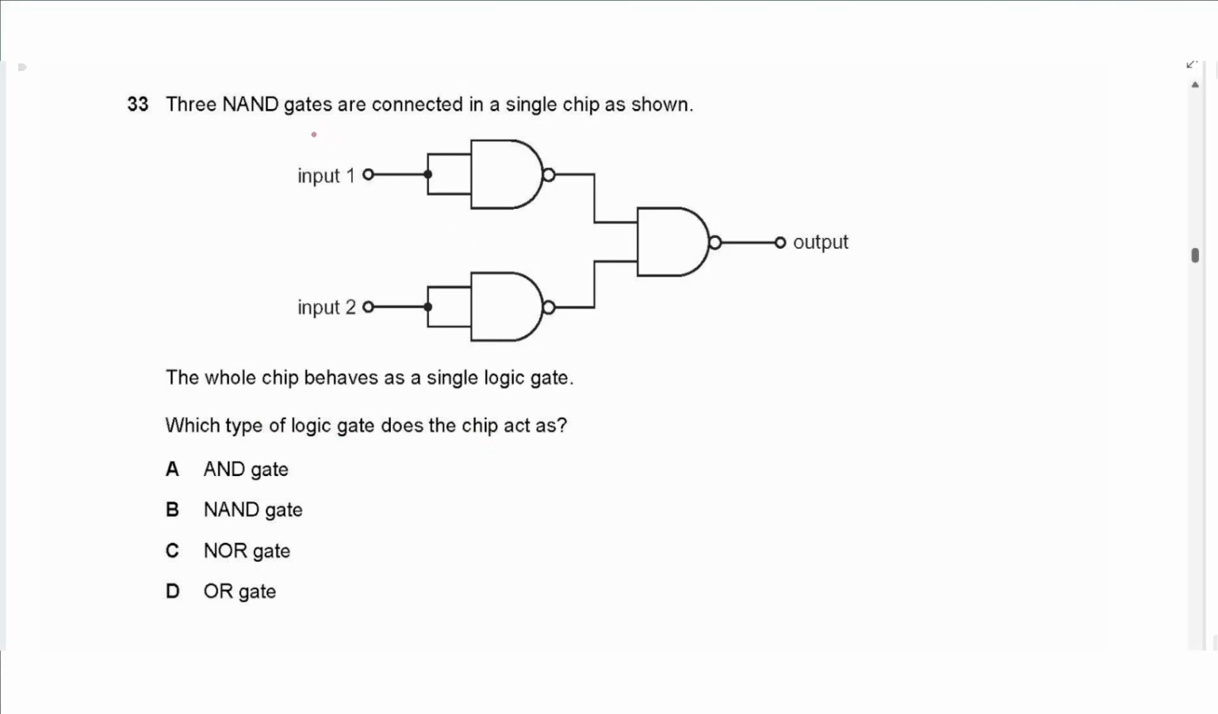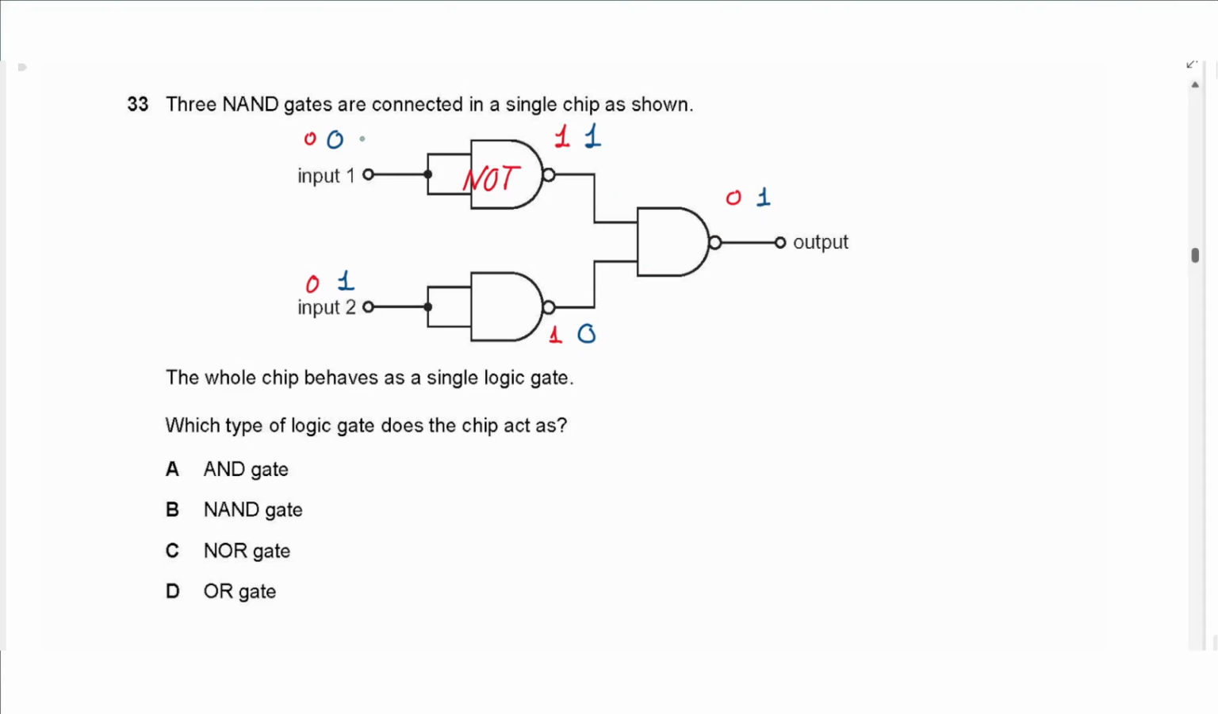So if both inputs are 0, this is typically a NOT gate. So it reverses the input, giving us 1 and 1 here. 1 and 1 to a NAND gate gives 0. Now if the inputs are 0 and 1, so we have 1 coming out of the top one and 0 from the bottom one. 1 and 0 from an AND gate gives an output 1.